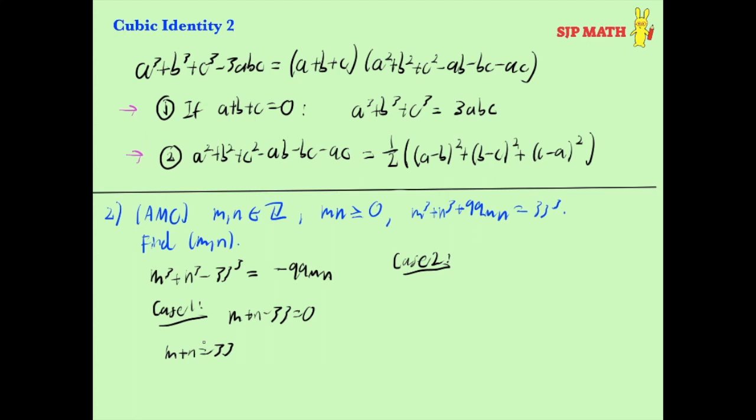wait a sec. So we instantly get that there are 34 solutions for m and n if m plus n is equal to 33 and m and n are integers. And we have to find the ordered pairs of m and n. So here we get 34 solutions.